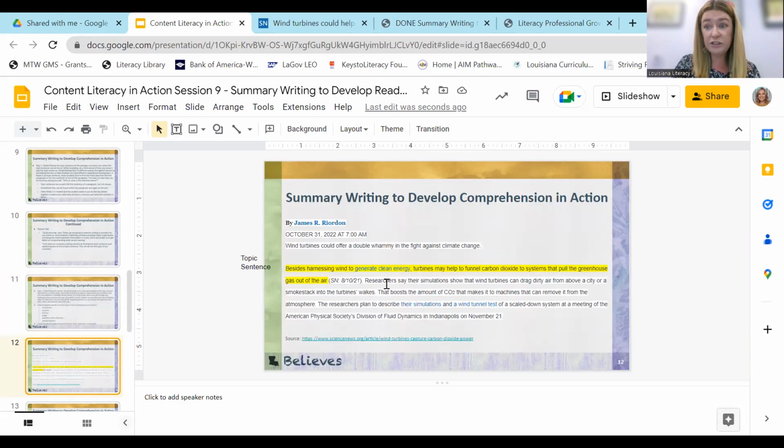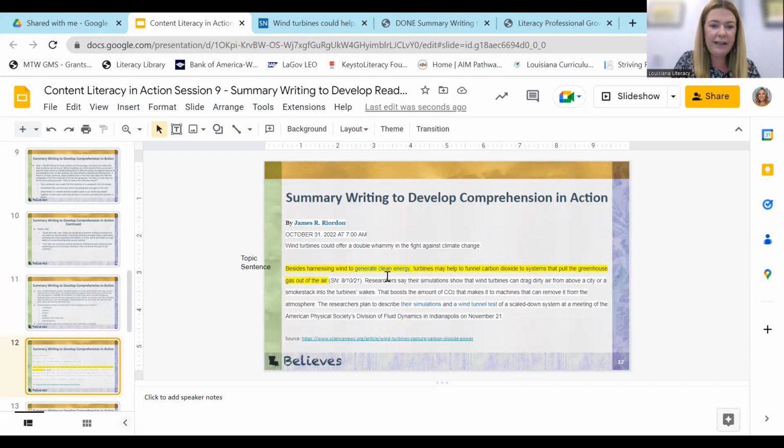So it's saying researchers say that their simulations show that wind turbines can drag dirty air from above a city or a smokestack into the turbine's wakes. So it's kind of saying how it funnels the carbon dioxide out. It's kind of saying how that happens. And it's one of our important question words, right? As well as being a quote from a researcher.